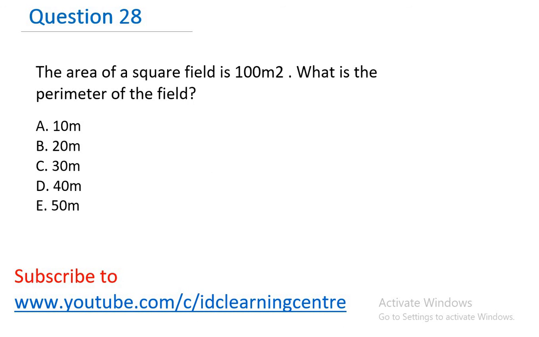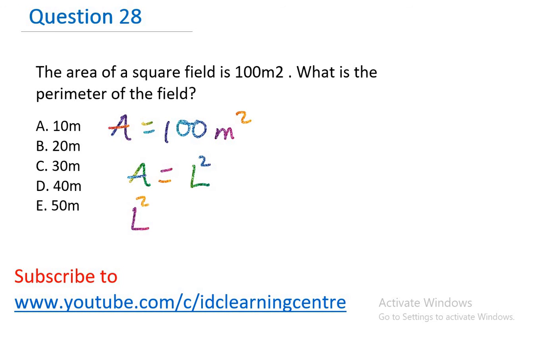Question 28. The area of a square field. The area has been given. Area equal to 100 meters square. What is the perimeter? Since they said the field is a square, area is length times length or length squared. We can't calculate the perimeter of the field without getting the length. But we can get the length from this formula.